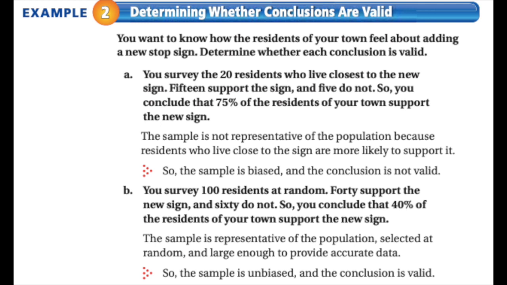If we look at B, it says you survey 100 residents at random. 40 of them support the new sign and 60 do not. So you conclude 40% of the residents of your town support the sign. This makes more sense. It is valid because it is a random sample and it is a fair enough size, 100 people.